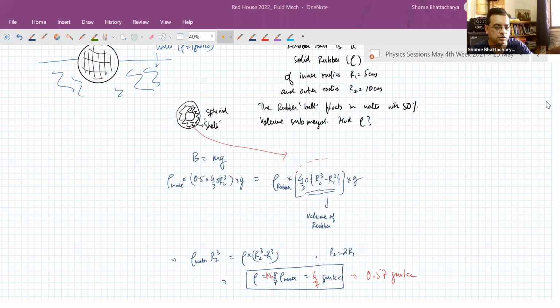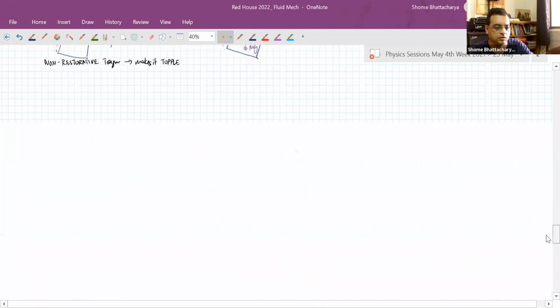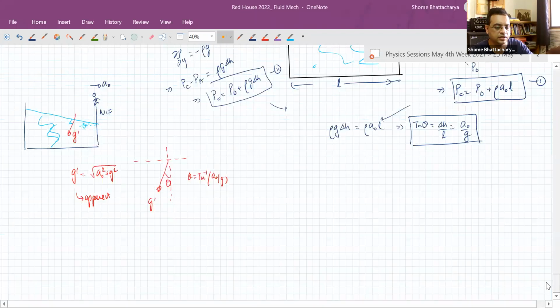Okay, so with that we come to an end for today's lecture. Naman, I'm showing the last portion also for the horizontal pressure gradient concept once more.